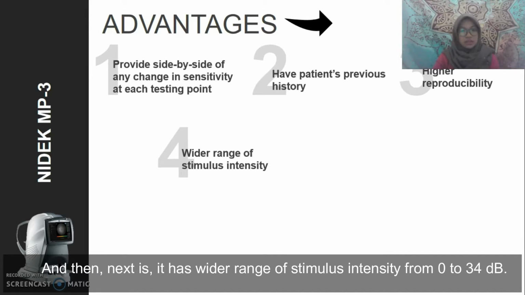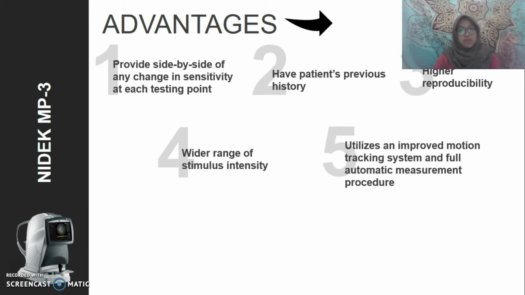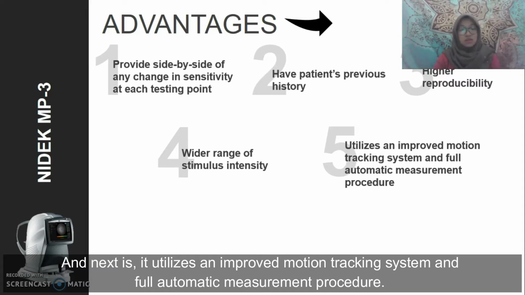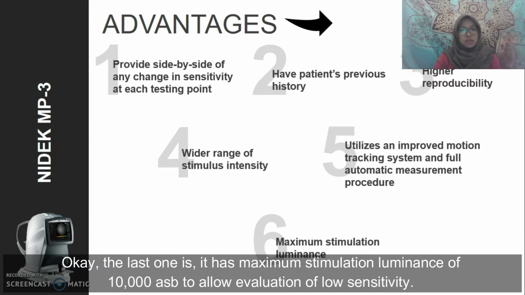And then next, it has a wider range of stimulus intensity from 0 to 34 dB. And then next, it utilizes an improved motion tracking system and a fully automatic measurement procedure. Okay, the last one is that it has a maximum stimulation luminance of 10,000 ASB to allow evaluation of low sensitivity.